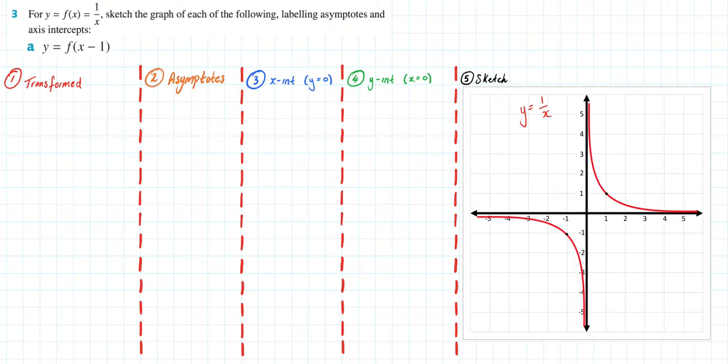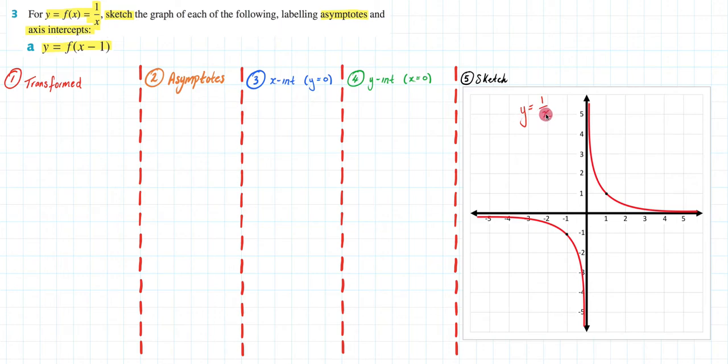We are doing exercise 7a, and in this video I'll be doing question 3a, which says for y equals f of x equals 1 over x, sketch the graph of each of the following, labeling asymptotes and axis-intercepts. And we've been given y equals f of x minus 1. So I've broken this down into a few steps. We're first going to find what my newly transformed graph will be. We will then find the asymptotes, then the x-intercept, then the y-intercept, and then we'll give it a sketch.